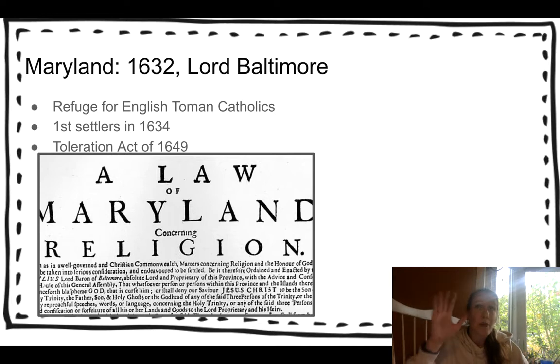And remember what we learned in your freshman year in world history, that the Protestant Reformation was becoming a thing in Europe, and King Henry started the Reformation in England when he wanted a divorce, remember? So he broke away from the Pope and started the Church of England. So people that wanted to still be Catholic, it was a bit of a problem.